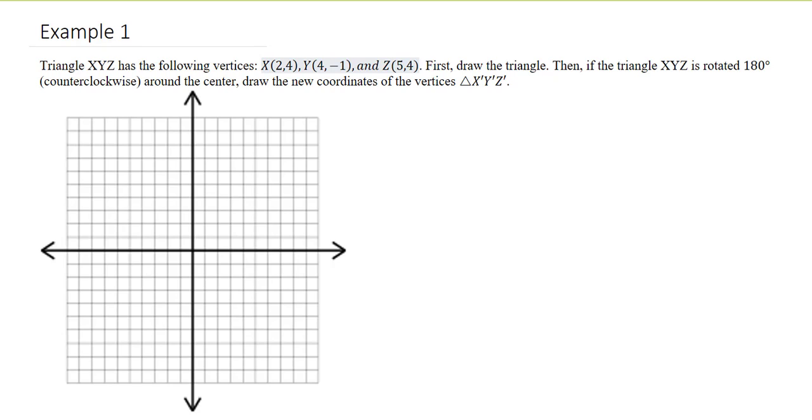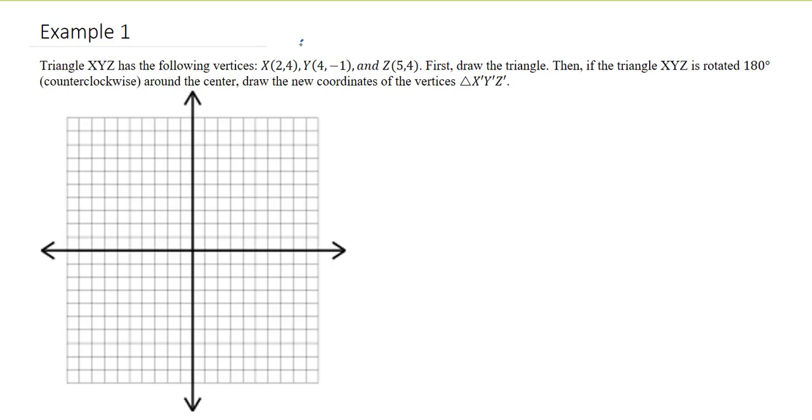Example 1. Triangle XYZ has the following vertices. So we have X, which is (2, 4), Y, which is (4, -1), and Z, which is (5, 4). First, we're going to draw the triangle. Then, if the triangle XYZ is rotated 180 degrees counterclockwise around the center, we're going to draw the new coordinates of the vertices of the triangle, X prime, Y prime, Z prime. So let's first go ahead and draw these points and then connect them.